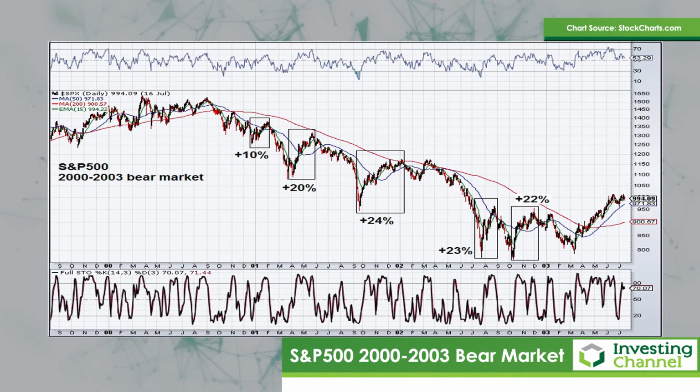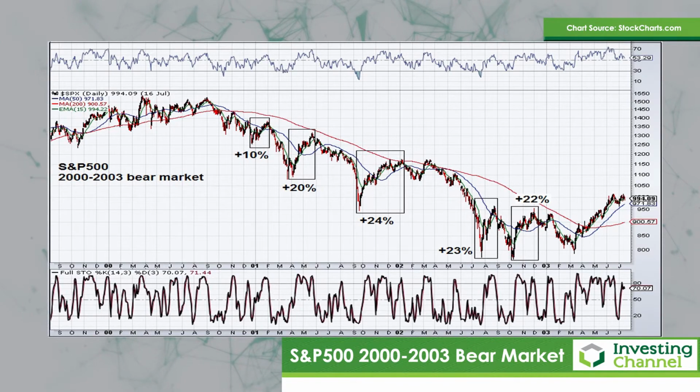But what I really want to focus in on here is the bear market rallies that we saw during that bear market. You can see that that bear market unfolded over a period of about 2 years, and there's a steady pattern of lower lows and lower highs. And you'll notice how the 50-day moving average there continued to provide resistance on the downside.